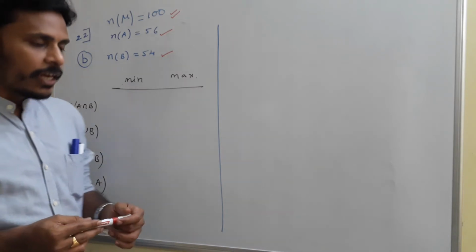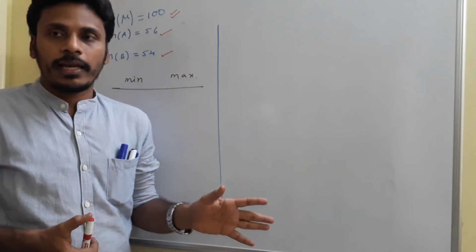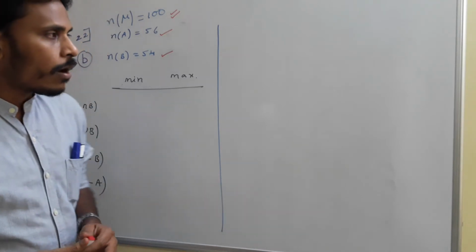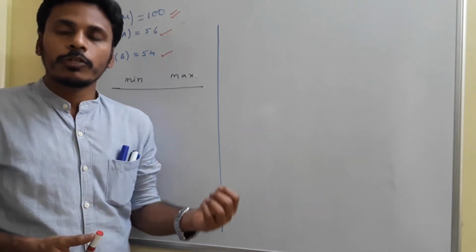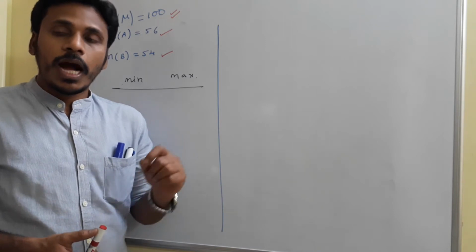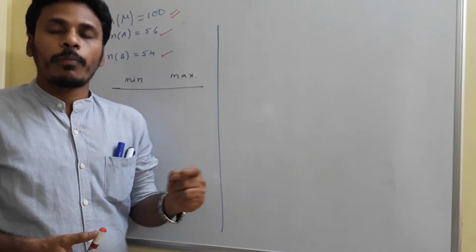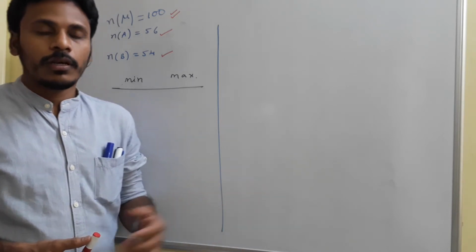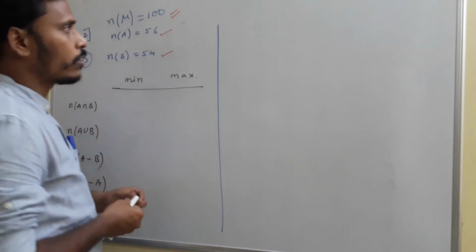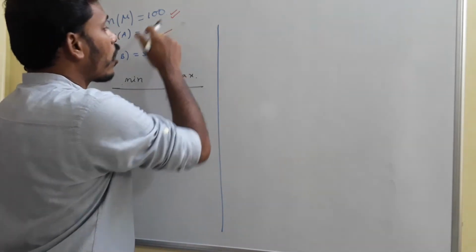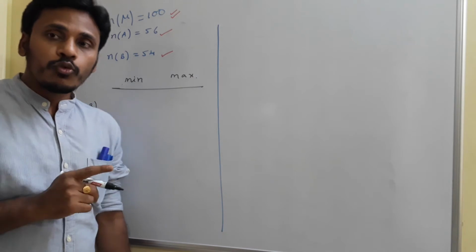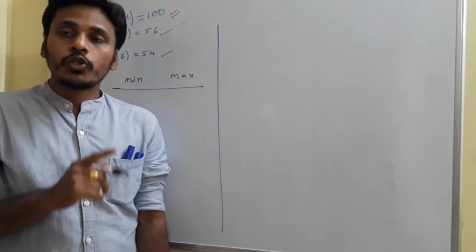Again here I need to sketch two extreme Venn diagrams. One for the minimum possible value of A intersection B and the other for the maximum possible value of A intersection B. How to sketch all those? Just think about it. Here n of mu is involved, in the sense that the total count should be 100.